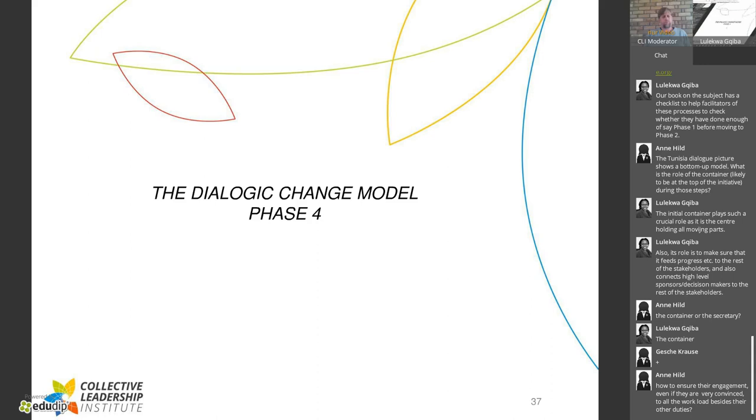So, coming into phase four, CLI's experience with its work has seen projects that end at phase three. That is fine. It could be that for the purposes of a particular project, they work up until phase three. But we have also seen projects, when they are in phase three, where they then decide, you know, this has worked so well in this area.